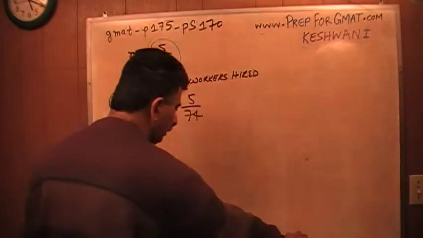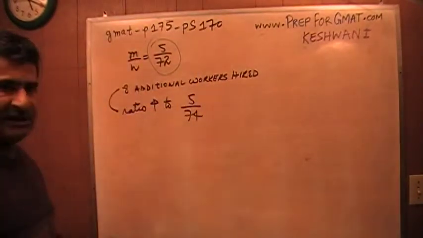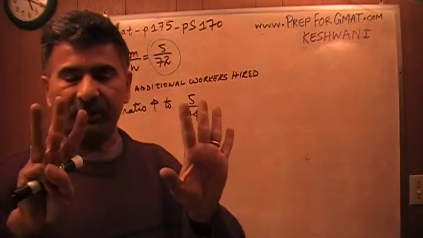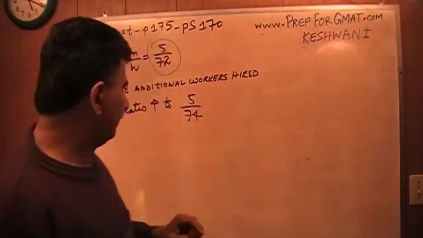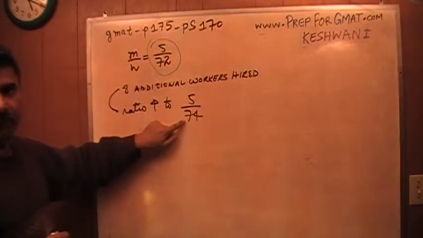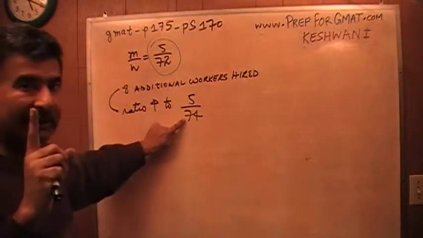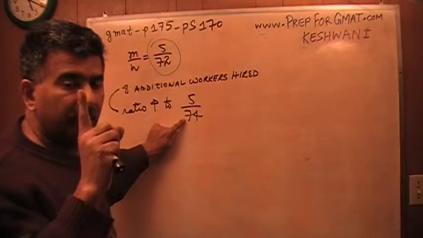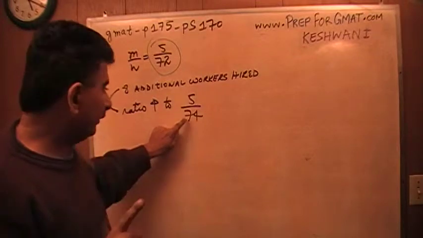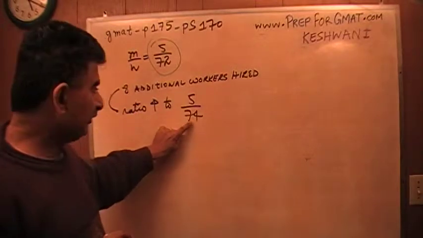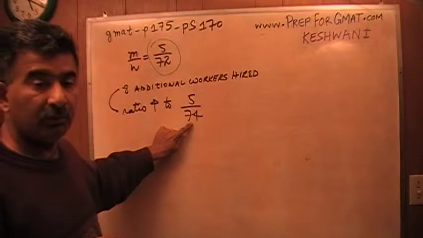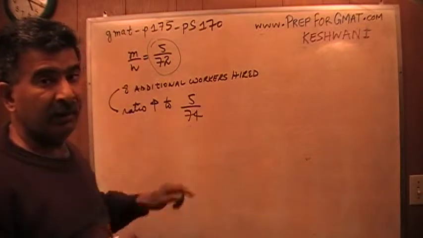But then they go on to say that just by hiring 8 more workers, that ratio goes to 74. Aha! That's an increase of 2. How can I divide 8 workers so that each of them goes up by 2? Each of these cohorts goes up by 2. There must have been 4 assembly lines.